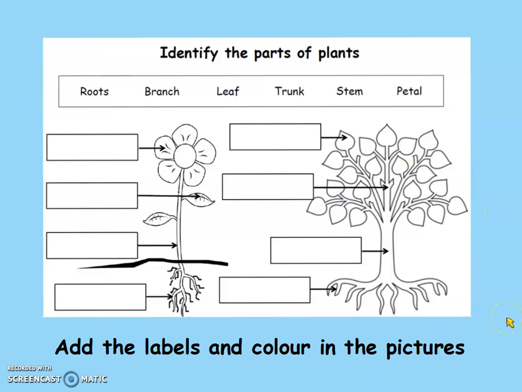In your workpack, your task for today is to identify the parts of plants. You could use the reading to help you with some of them. So you need to use these words in the word box and add them to label the pictures of the plant and the tree. Now, what are the parts at the bottom called? These are the roots. They help the plant and the tree stand tall in the ground, and they suck up the water and nutrients. So you're going to use the labels to try and label each part and then colour in the picture.